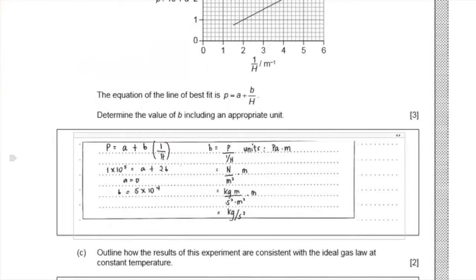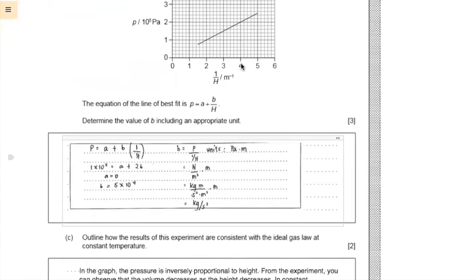You can also use 2 times 10 to the 5th and then 4 as the 1 over H, and you will be getting the same answer. So basically, B is equal to P over 1 over H. Disregarding A, B is equal to P over 1 over H, or P times H. So if that is the case, then we need to determine the unit. And how would we get the unit? P times H is Pascal times meter. So we have Pascal and meter.